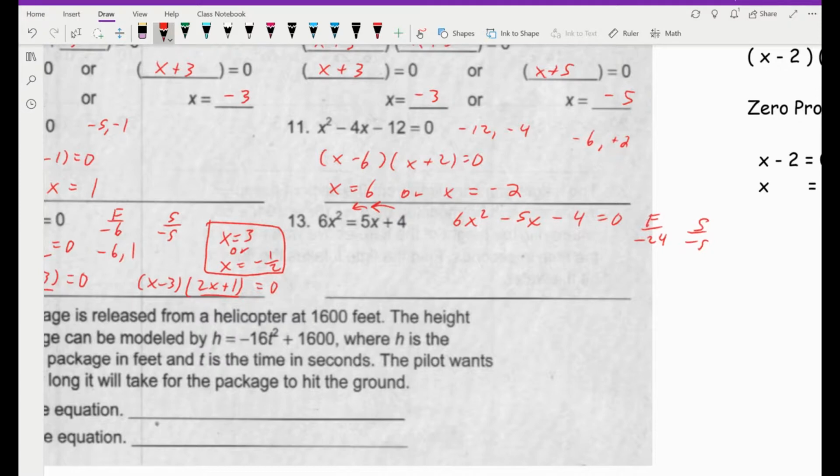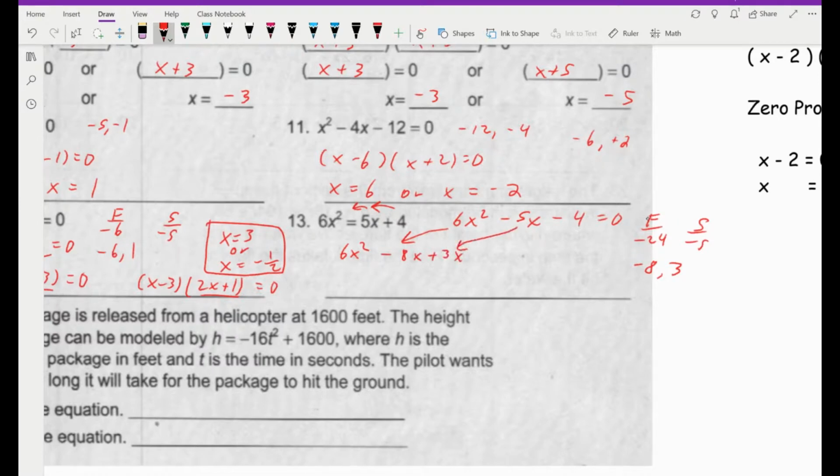12 and 2, 24 and 1, 8 and 3, and 6 and 4. If we do 8 and 3, and we do a negative 8 and a positive 3, that will work. Those two terms do work. So let's split the middle. We have the 6x squared still. We'll split the minus 5x into minus 8x plus 3x.